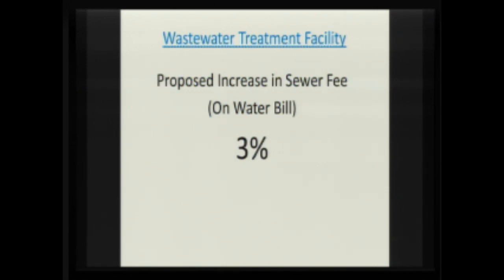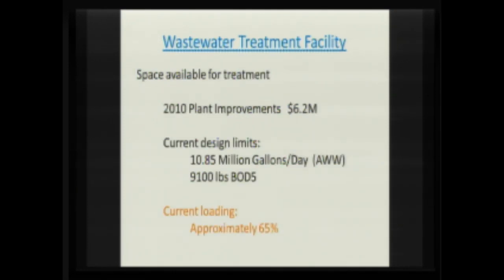Next slide. Space available for treatment. The 2010-2012 improvements, we spent $6.2 million. Again, the current design levels are 10.85 million gallons a day, 9,100, and we're currently loaded at the plant at approximately 65%. It's actually a little bit lower than that, but it varies from day to day, week to week, month to month. You just don't really know what you're gonna get for sure, but approximately 65% loaded.